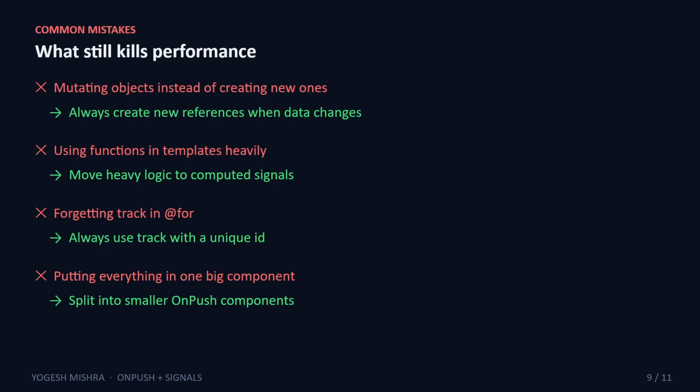There are still a few mistakes that can destroy these benefits. Mutating objects instead of creating new references is a common one. Using heavy functions directly in the template is another. Forgetting to add track in for loops causes unnecessary re-renders, and putting too much logic inside a single large component makes it harder for OnPush to help. Avoiding these mistakes is just as important as using OnPush and signals.